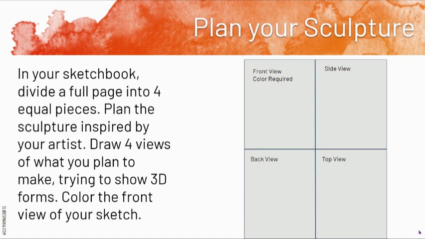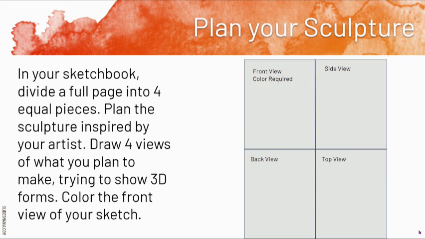So in your sketchbook, divide a full page into 4 equal pieces. You can see my diagram on the right-hand side. Plan the sculpture inspired by your artist. I want to see 4 views. If you can't imagine how this thing is going to look 3D, it's going to be very hard to build.